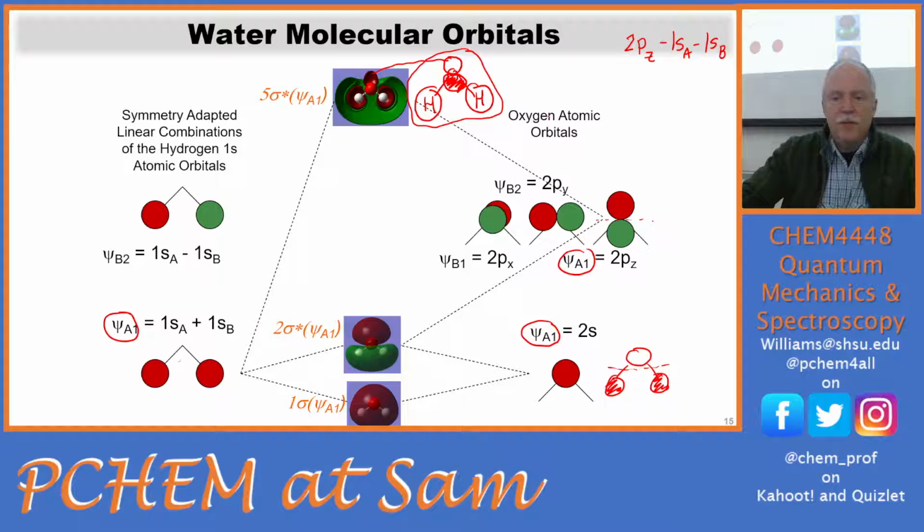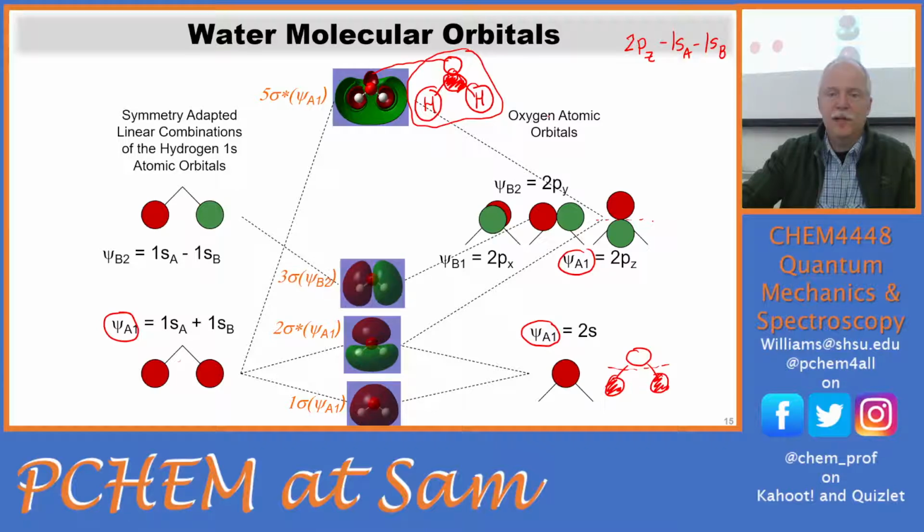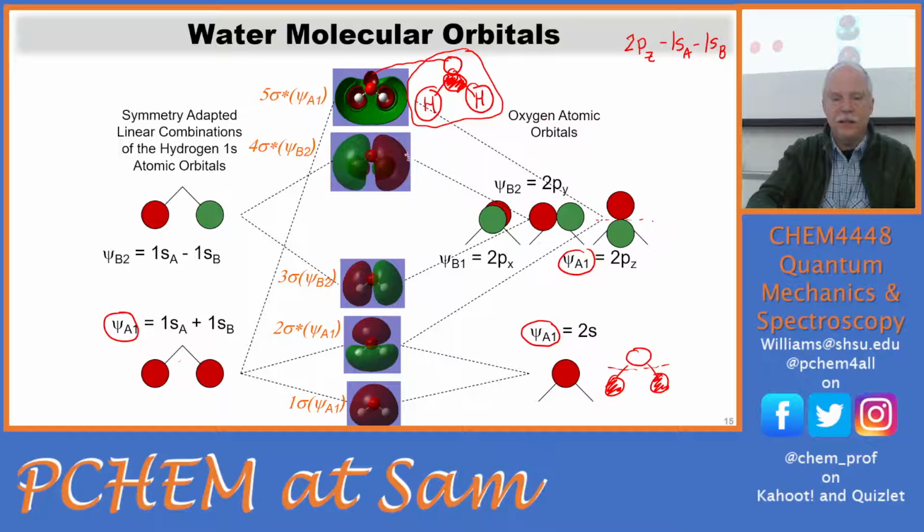So let's combine the B2. Which one of these is going to interact with the B2? Well, the 2py, because it's also B2. And it's going to be in phase like this or out of phase like that. Now, again, that's a really hard to understand picture, but it's not too bad if you draw just the water molecule.